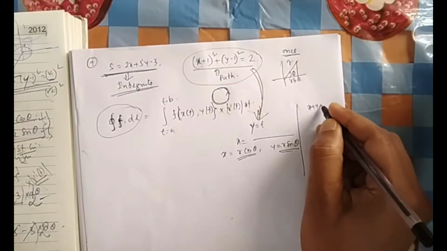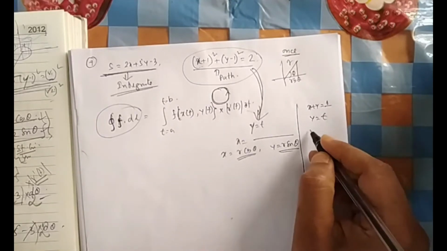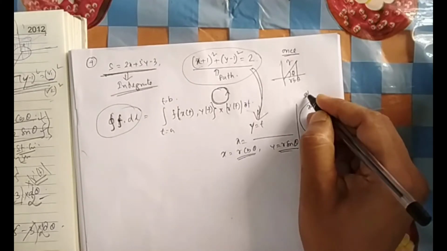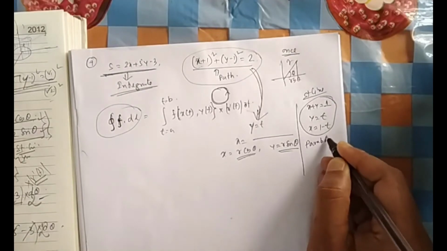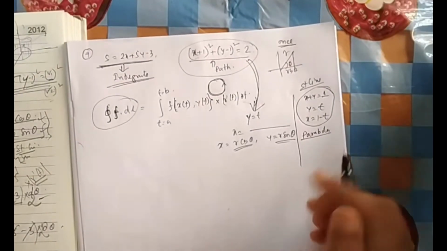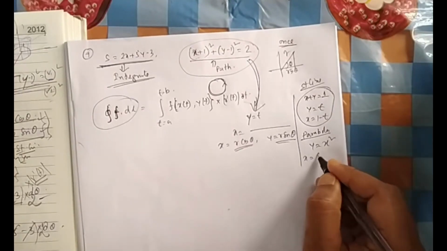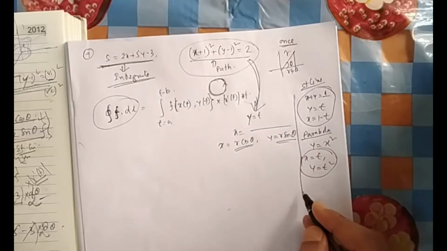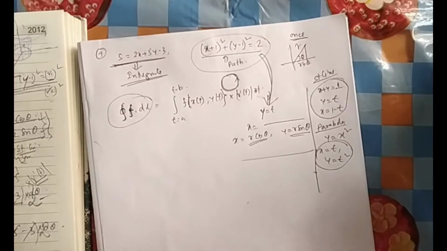I will give some more examples. Suppose the path is a straight line, x plus y equal to 1. In that case, you can take directly x equal to t, then y equal to 1 minus t. So this is the parametric form for a straight line. Let me take a parabola. I will give some examples so that you can understand what parametric form is. Suppose y equal to x square, then you can take x equal to t, y equal to t square. This is also done.